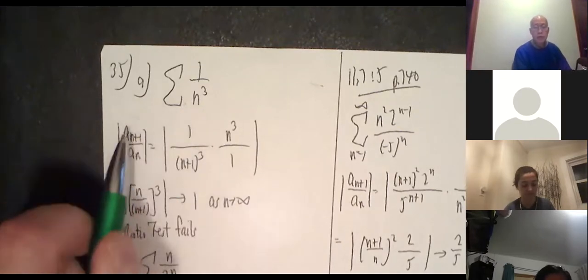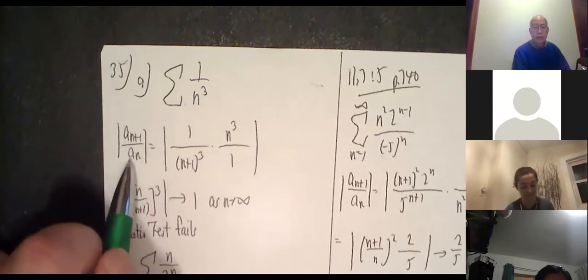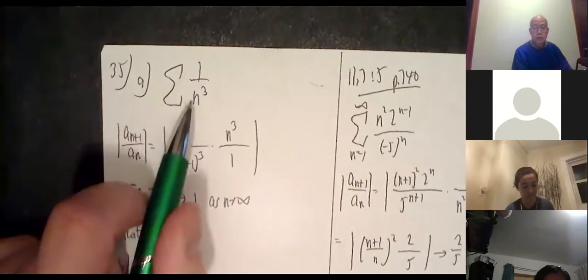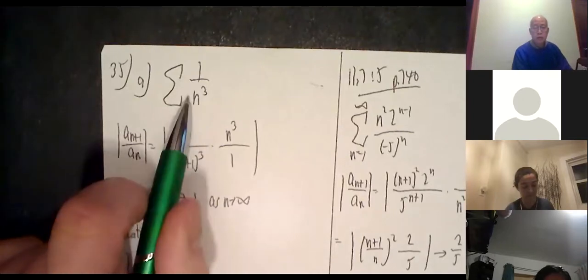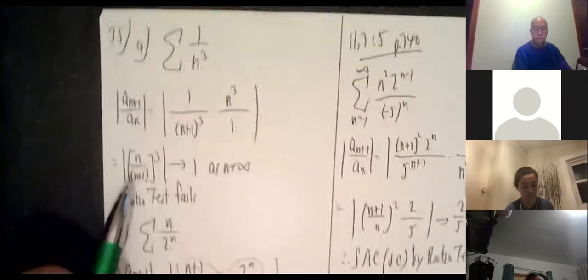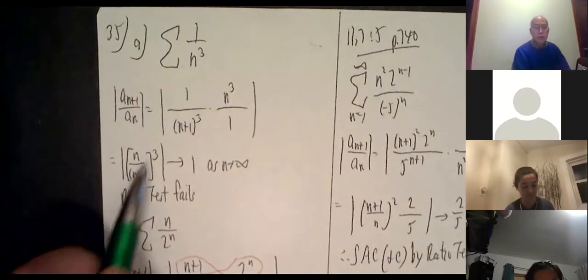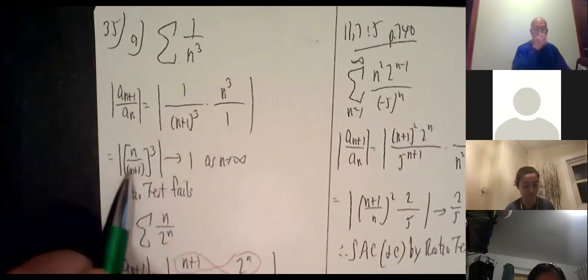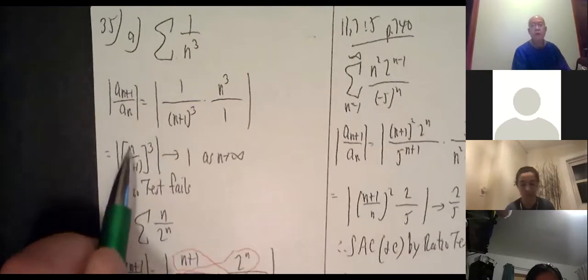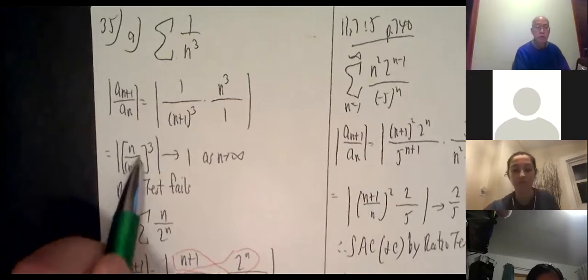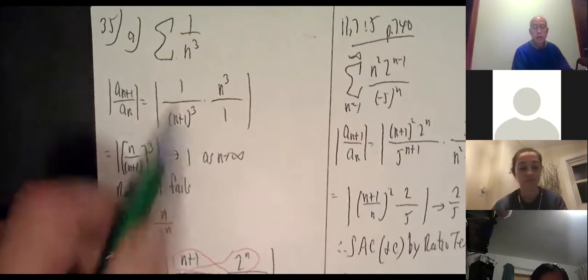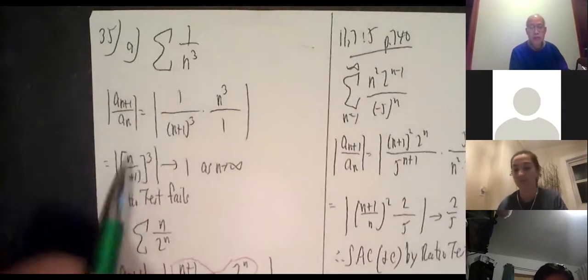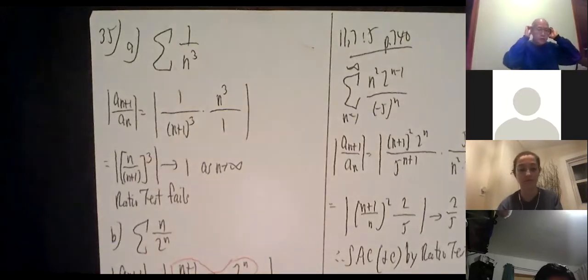So I do the ratio test, absolute value of a sub n plus 1 over a sub n. Okay, so this one we know what to do. Change n to n plus 1. Flip. N over n plus 1 cubed. That approaches 1 as n approaches infinity, right? N over n plus 1. A million over a million and 1 is practically 1. 1 cubed is 1. So the ratio test fails. Now this still converges. We know it's a convergent P series, but we just can't use the ratio test for this.